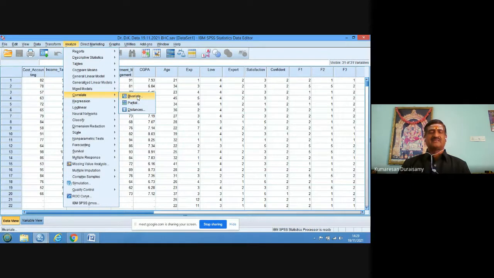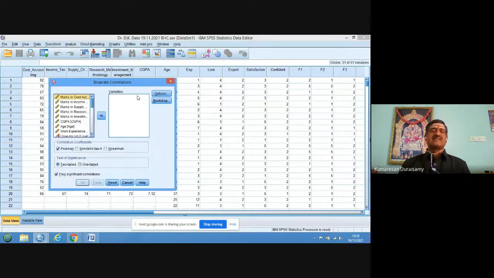Select Bivariate because whether it is a simple correlation or multiple correlation, we are comparing 2 variables only at a time.